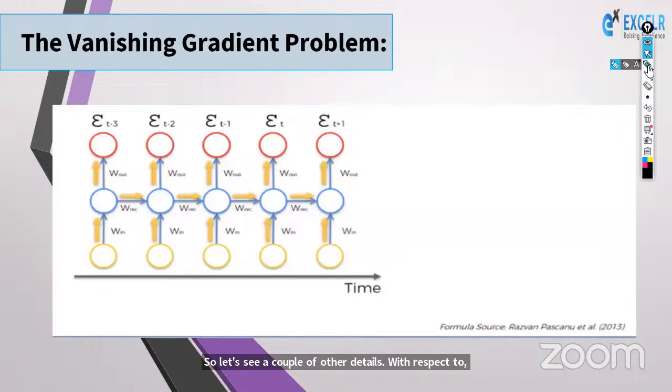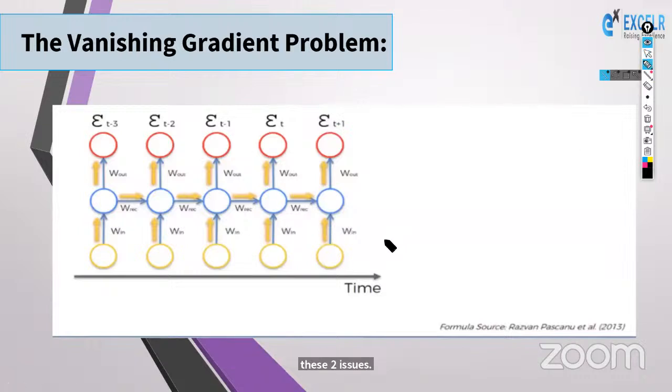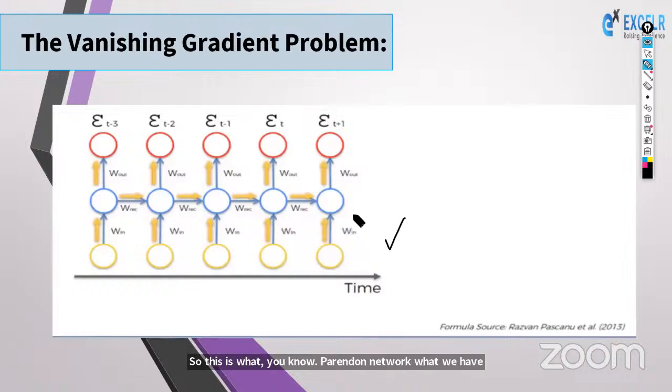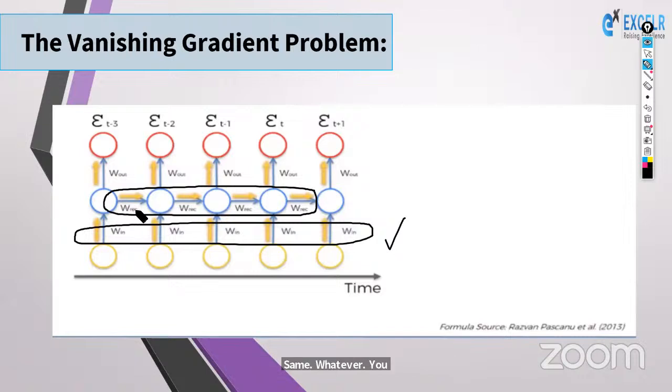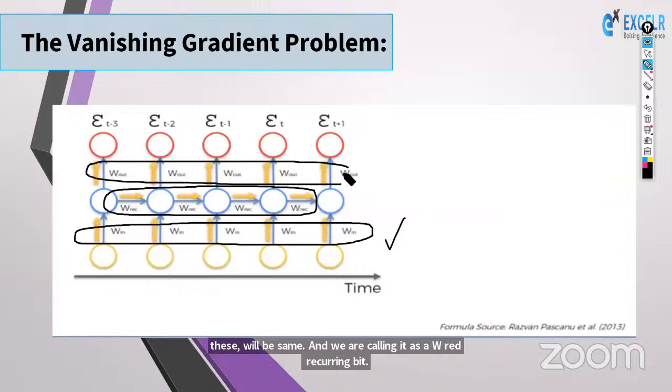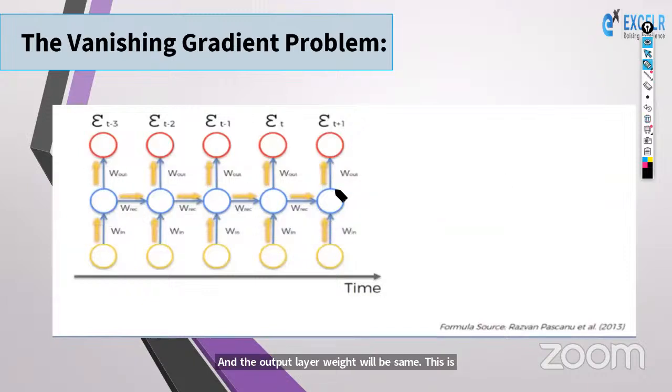So this is the RNN network that we have. One of the properties of the RNN network is that the weights are shared. Whatever weights you have for the input layer, all of these weights will be the same. Whatever weights you have for this particular layer, these weights will be the same, and we are calling it WREC, the recurring weight. And the output layer weight will be the same. This is another property of the RNN network.